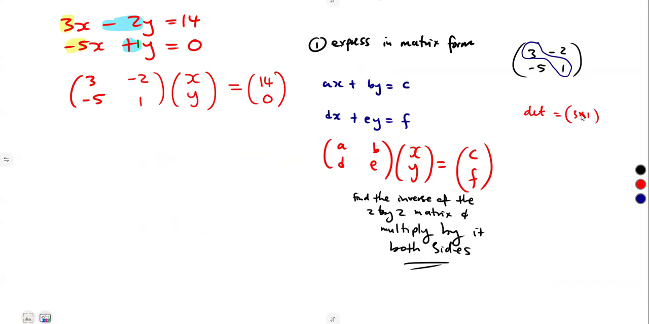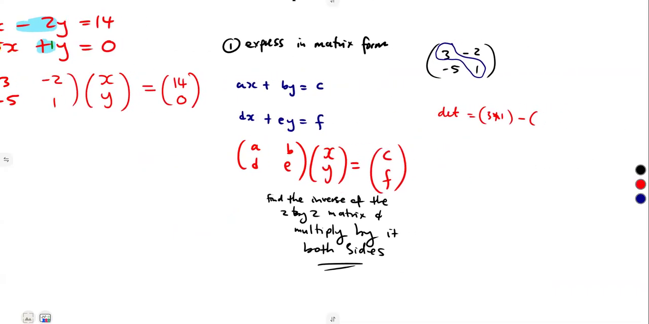3 times 1 minus the product of what? The minor diagonal, which is minus 2 versus minus 5. Minus 2 times minus 5. So that is going to give us the determinant.